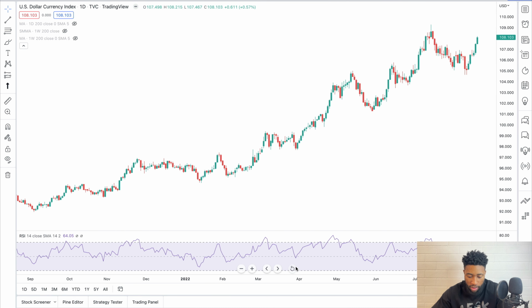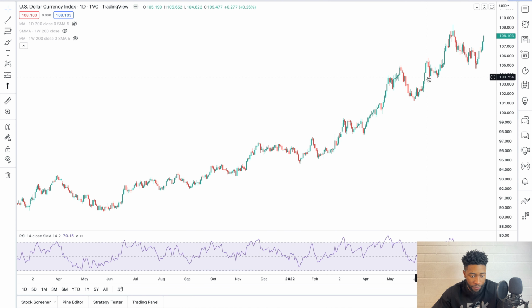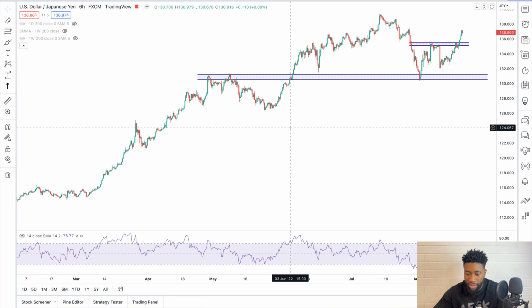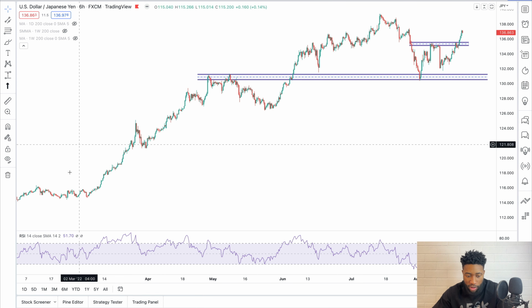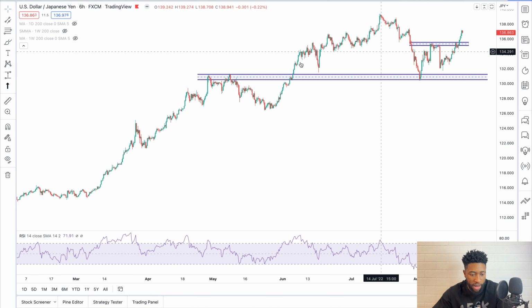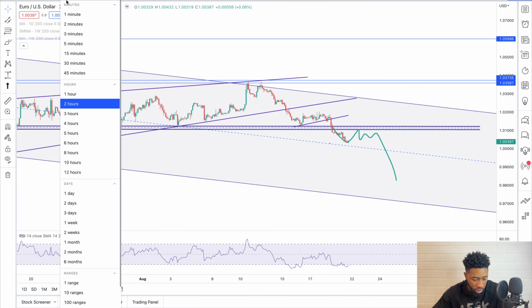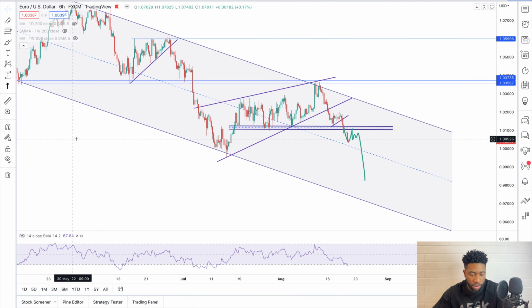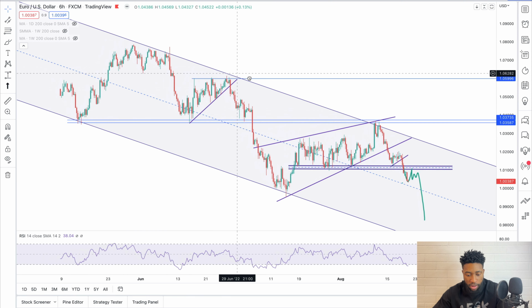On the daily chart for the DXY, you can see we've been in this massive bullish trend. While for USDJPY, because we have the US dollar as the base currency, you can see the same bullish trend. If you take a look at EURUSD, I'm just going to show you something important real quick so you understand why it's important to also pay attention to the DXY while trading these major currency pairs.